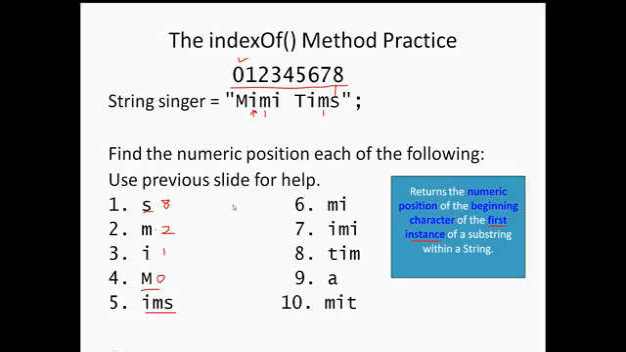Okay, now it's looking for IMS. Well, here's an IMS, and it's looking for the beginning character, and so here the I is the beginning character, and so that would be 6 for number 5. Okay, number 6, it's looking for the substring MI. There is 1 MI in here, and it's looking for the beginning character of MI. So the beginning character is this M, so it's 2.